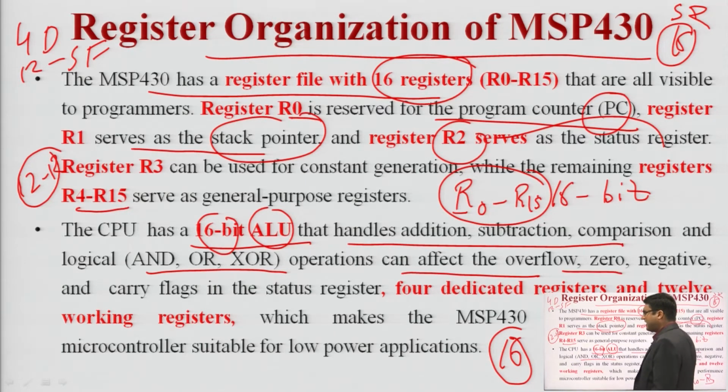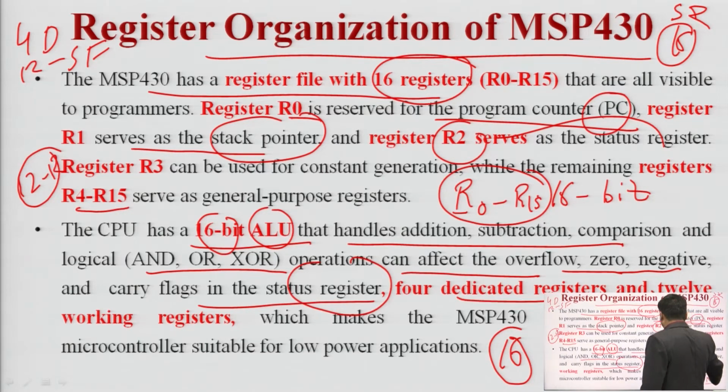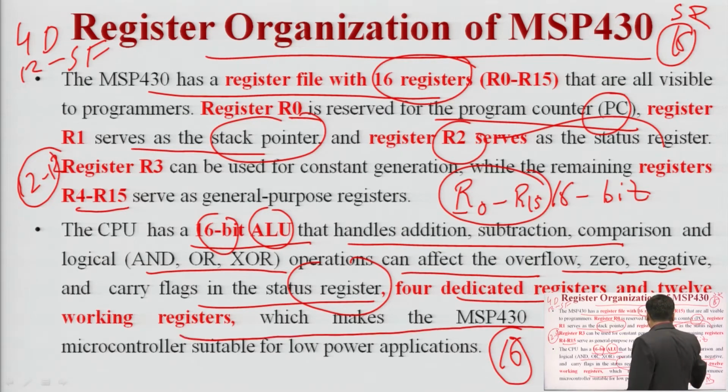What is the meaning of the flags? Flags basically tell the condition of the microcontroller. It may be overflow, zero, negative and carry flags, available in the status register. With 4 dedicated registers and 12 working registers, this makes the MSP430 a high performance microcontroller for low power applications.